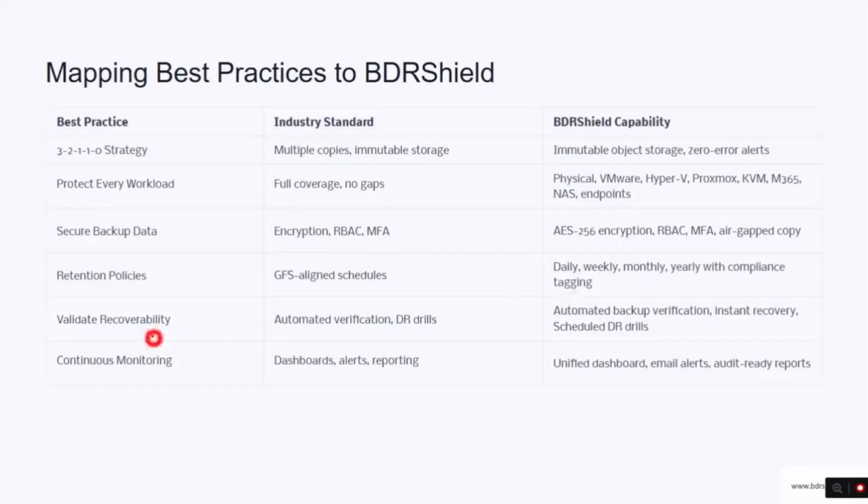Next, recoverability. Ensuring recoverability means validating it, like conducting DR drills, or automated verification. In BDRShield, we have a 3-tier automated backup verification, majorly for image-level backups, where the backup data will be mounted and booted, and the boot screen of the data will ensure the integrity of your data. This is an automated process. I'll show you in the demo, where that automation can be ensured. This is the automated backup verification we have.